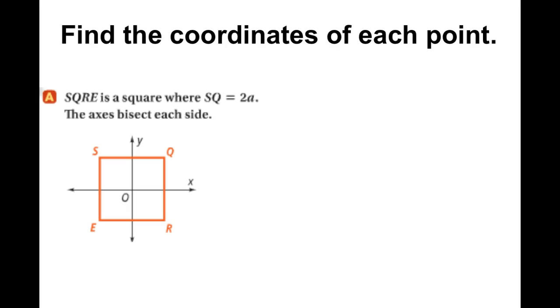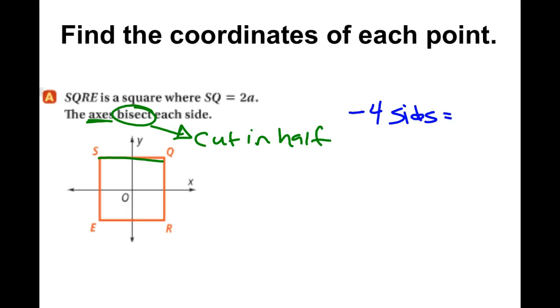So here it says find the coordinates of each point. SQRE is a square where SQ, the top part, equals 2A, and the axes, so your x and y axes, bisect, meaning cut in half, each side. So let's just think about this for a minute. This is a square. Things we know about a square is that all 4 sides are congruent. We also know that it has 4 congruent right angles. And these 2 facts can come in handy.